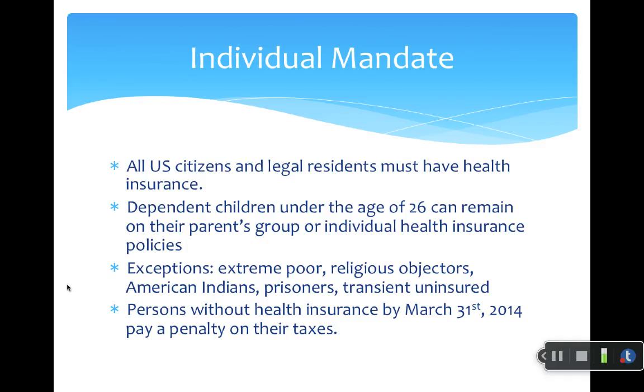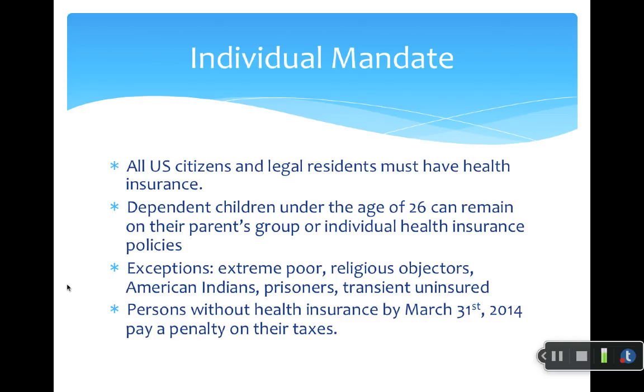And we also have the transient uninsured. So if you are uninsured for less than 3 months, you're not going to be subject to any penalties or fines. What we also see as an exception to the individual mandate is that no one is required to spend more than 8% of their annual income on health insurance premiums. So if someone can document that they would not be able to buy health insurance without exceeding that 8% cap, you would not be subject to penalties or fines.